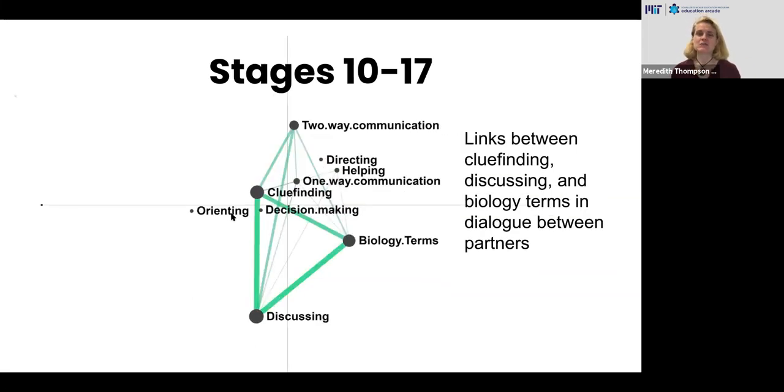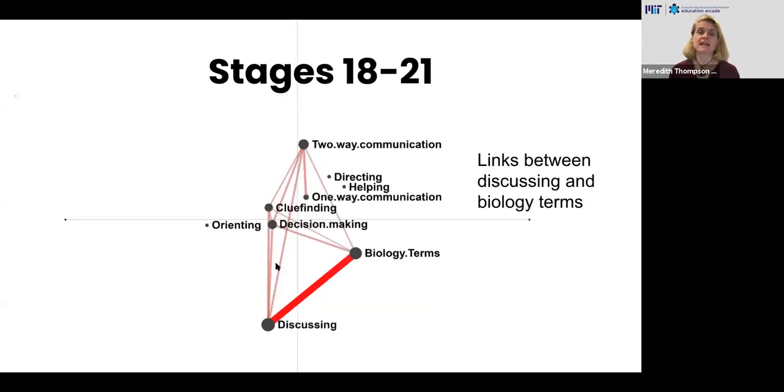In stages 10 through 17, we find links between clue finding, discussing, and biology terms in dialogue between partners, and it really focuses on that clue finding, discussion, and biology terms. And finally, in stages 18 through 21, you're really getting to the discussing of biology terms. So you can see that there are different stages that these groups are going through.